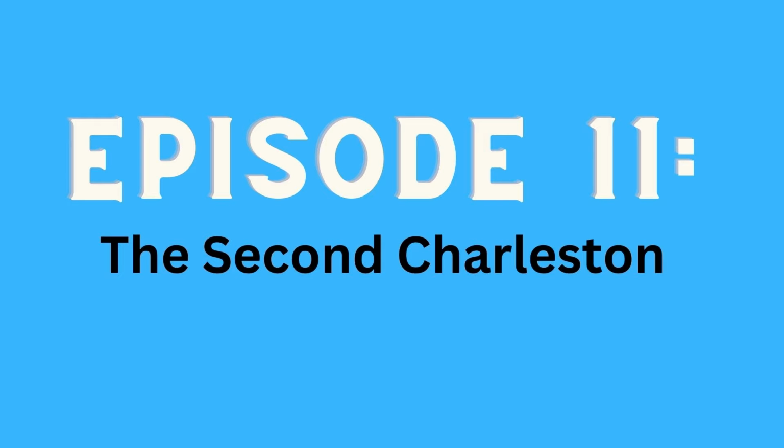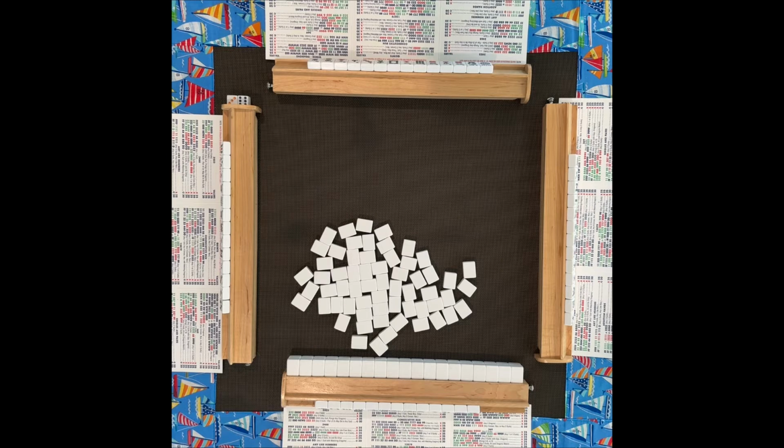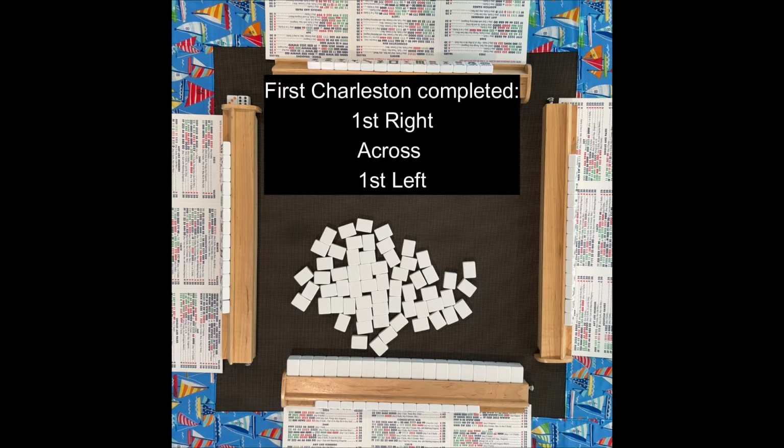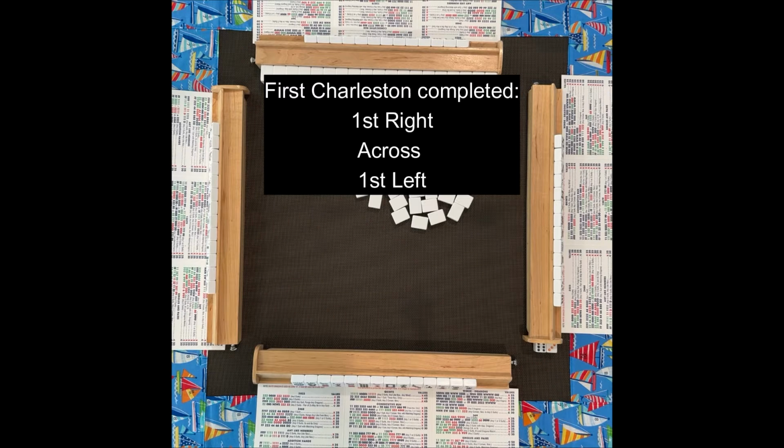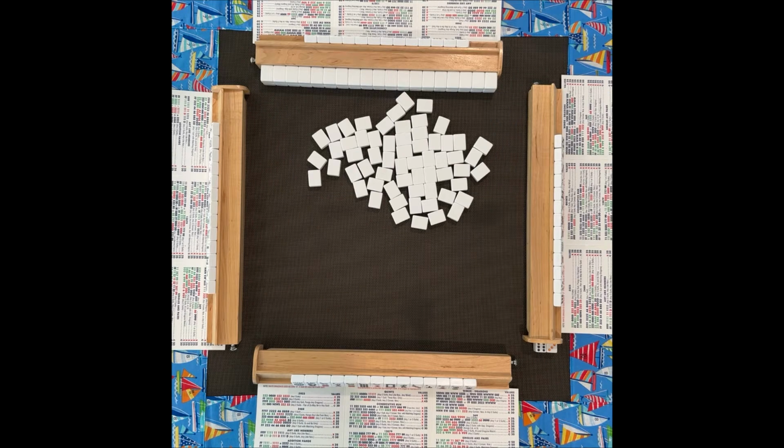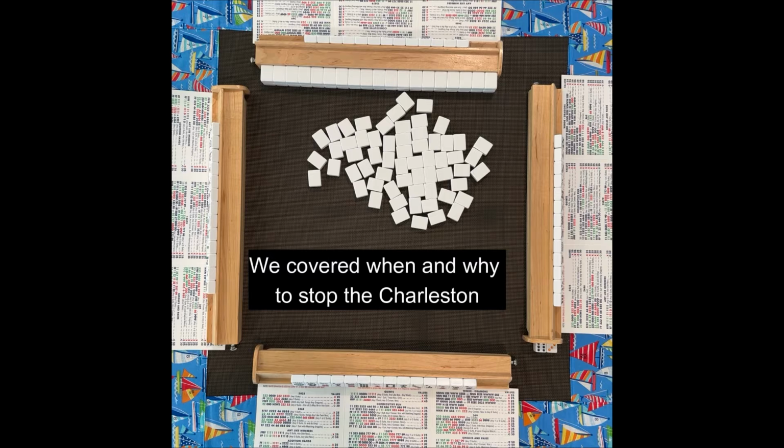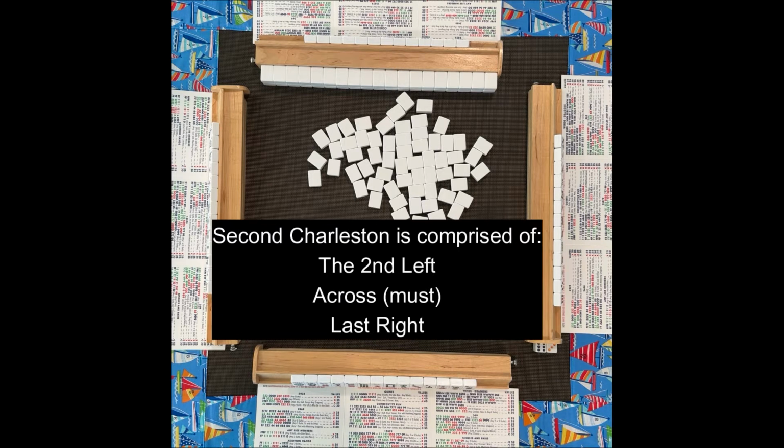Welcome to episode 11, where we're going to be talking about the second Charleston. Let's get started. Now that we've covered the first Charleston and the first three moves, first right, across, and first left, and we covered when and why to stop the Charleston, we're going to now move on to the second Charleston, which comprises the second left, another across, otherwise referred to as a must across.